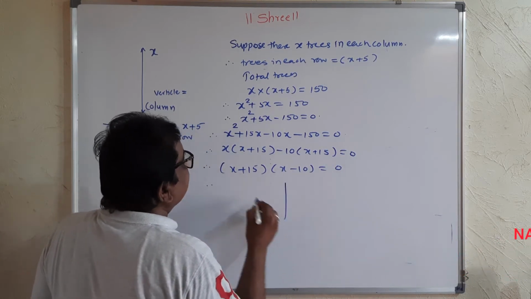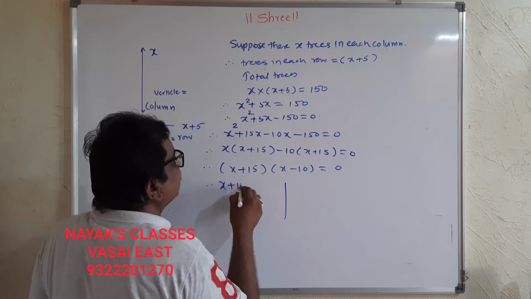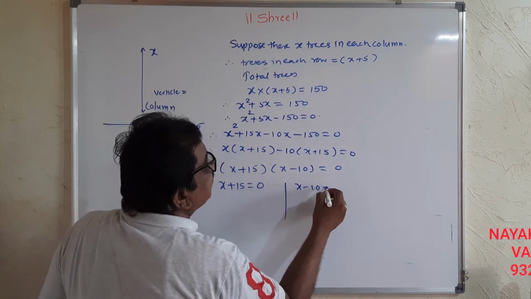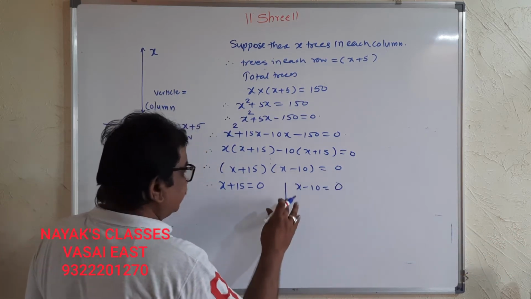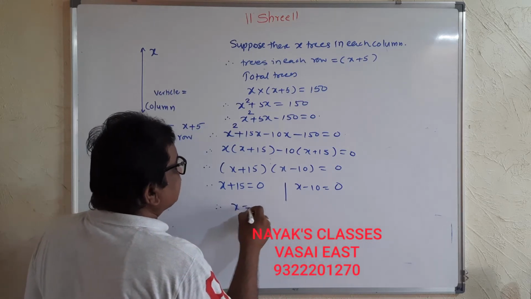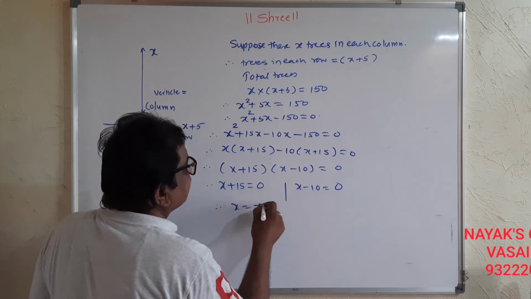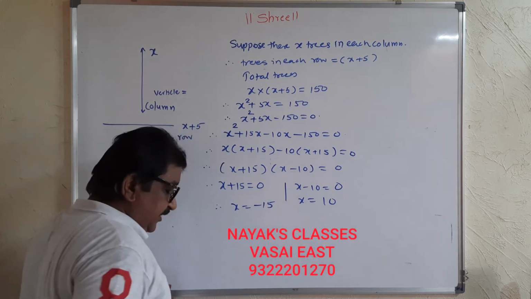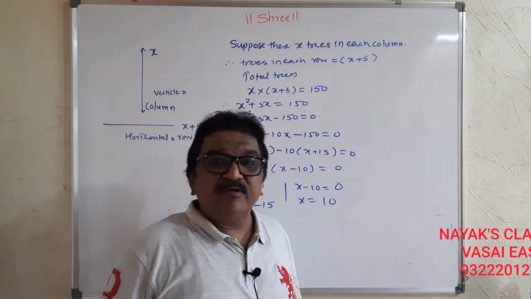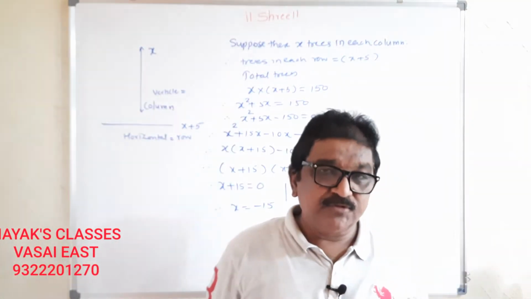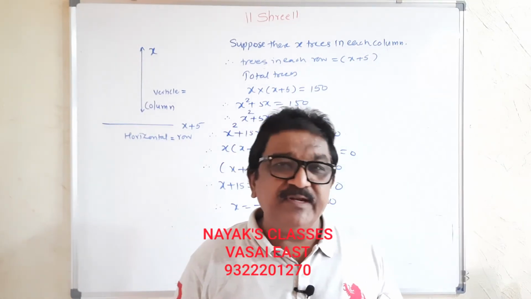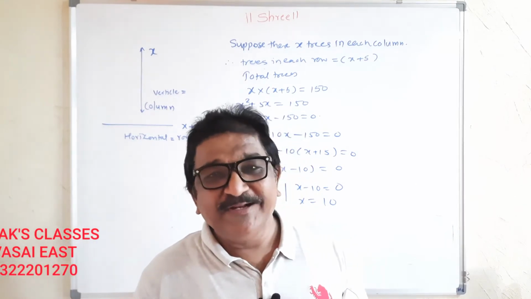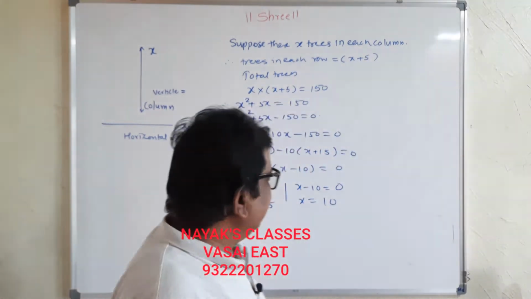Now, equating with zeros, x plus 15 is equal to 0 or x minus 10 is equal to 0. Therefore, x is equal to minus 15 and x is equal to 10. Again one negative number and one positive number. So, the number of trees cannot be negative. That fellow wants to do the business.